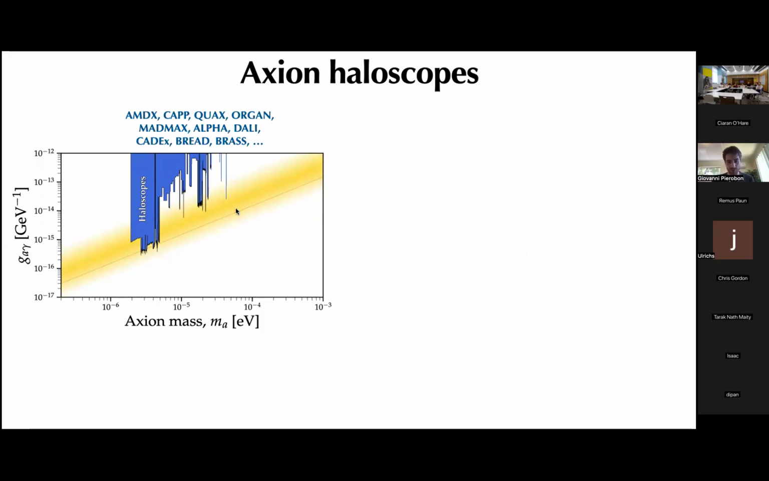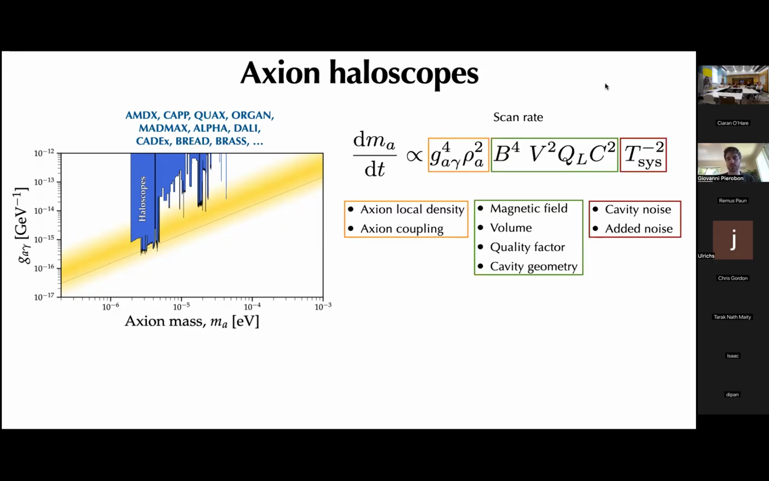But as I was saying before, since we work on resonance, we don't know what the frequency is, and our haloscopes have to be able to tune, so to scan in different frequencies. So the figure of merit for them is the scan rate. So how fast can you basically probe your parameter space in the axion mass as a function of time? How long is it going to take you to probe a certain parameter space?